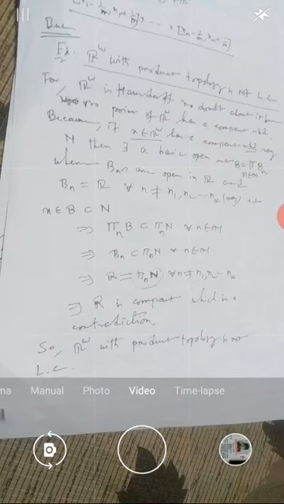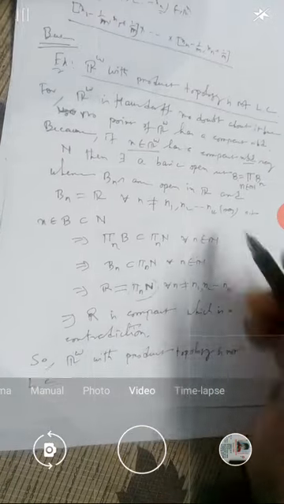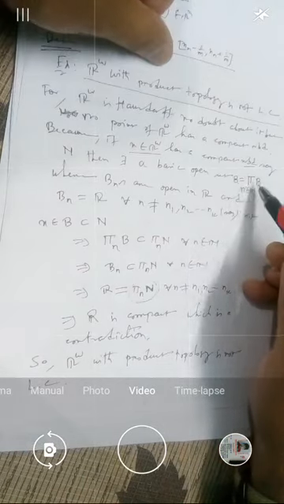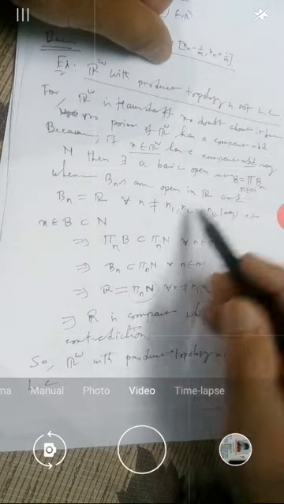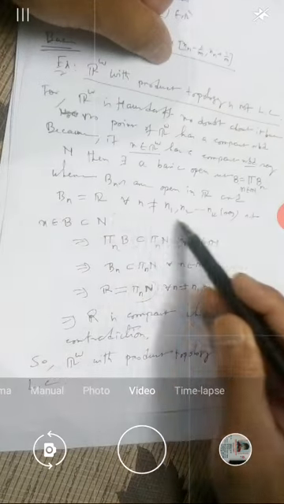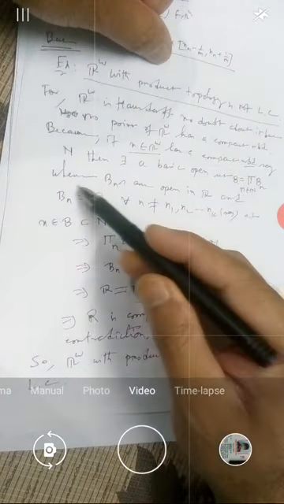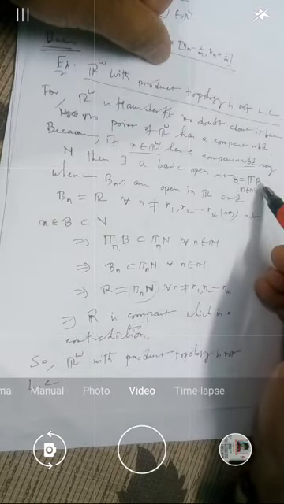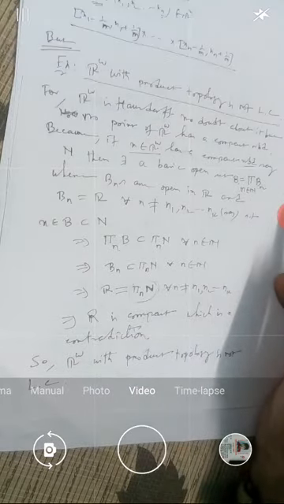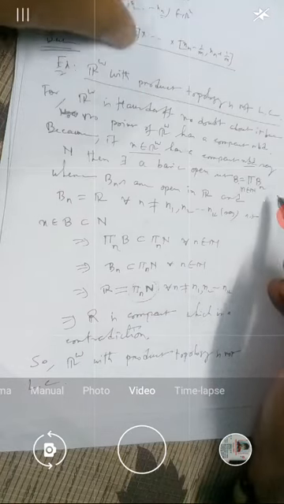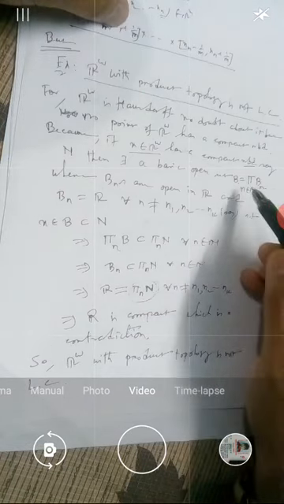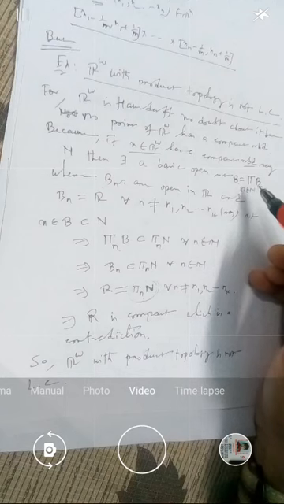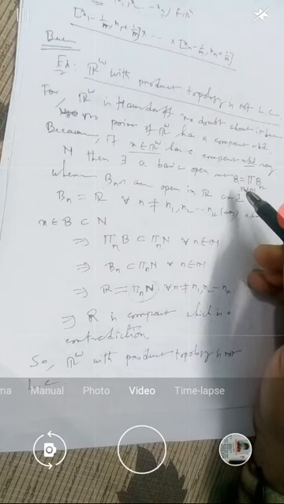You know box topology? In case of box topology, the basic open sets look like just product of open sets. This condition is not there, isn't it? So all the factors may be proper open sets. That is (0,1) cross (0,1) cross (0,1) cross (0,1) and so on. This is also a basic open set in R omega with box topology.